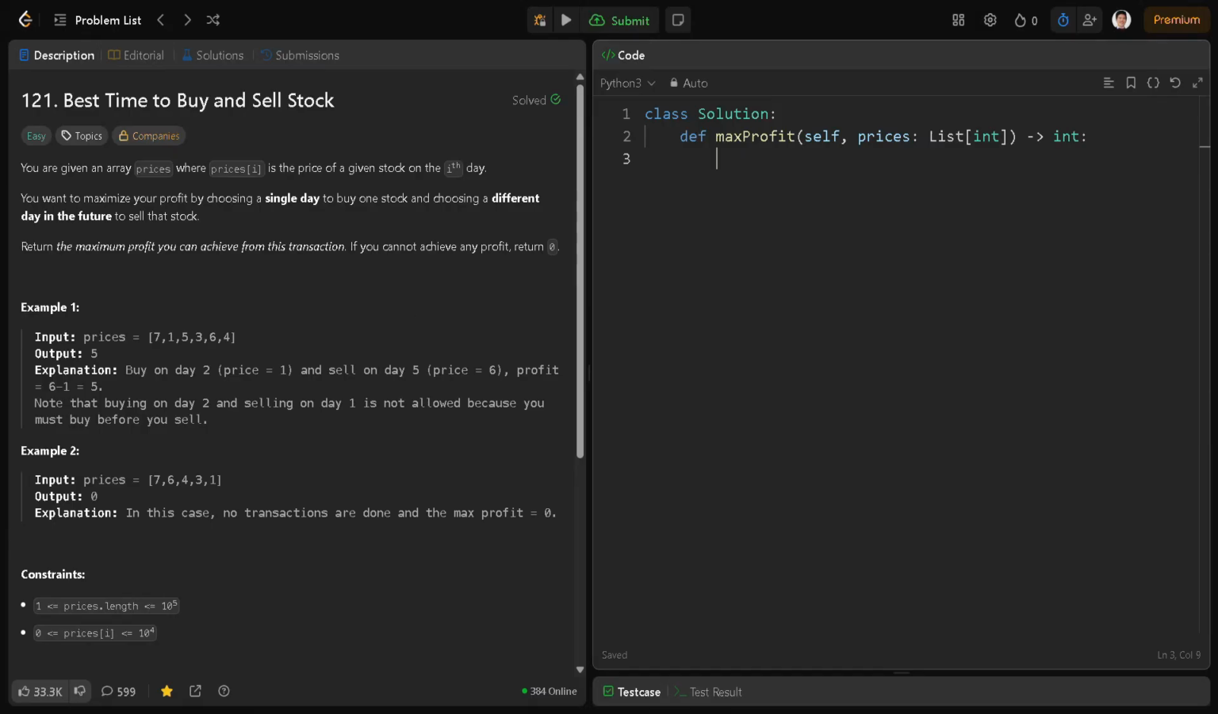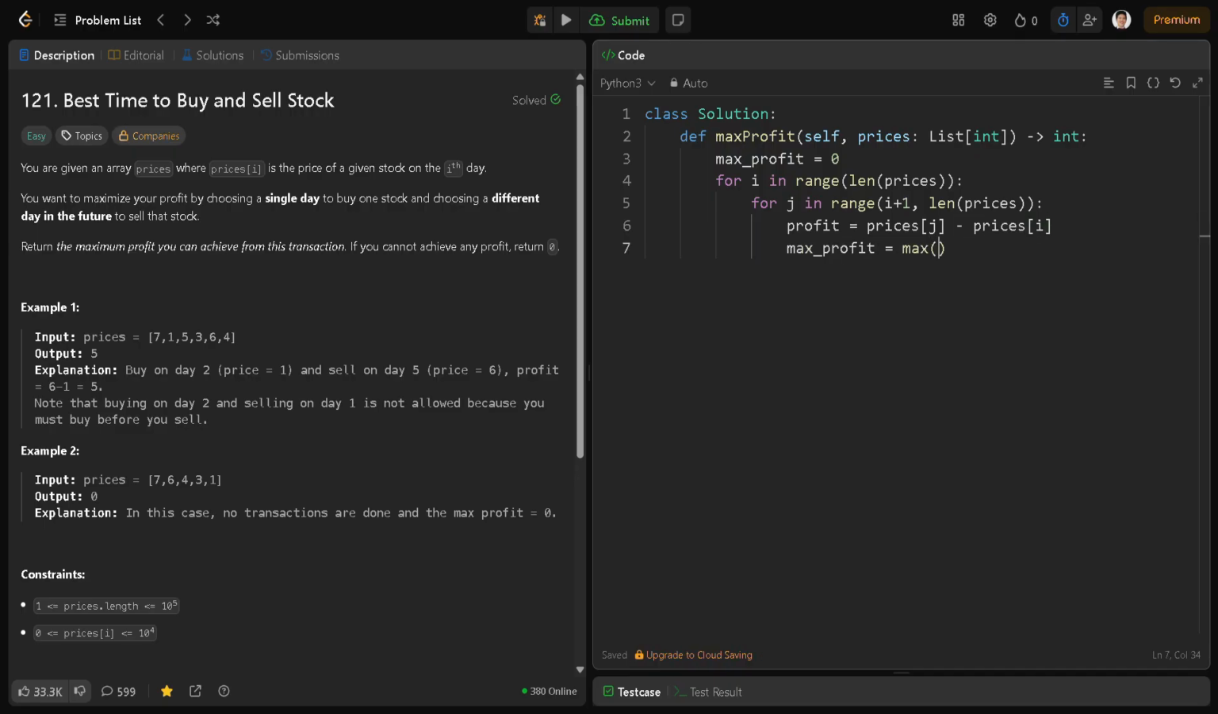Let's first write a simple brute force solution just to understand the idea. We'll check every possible pair of buy and sell days and calculate the profit. So we'll set max profit to 0, then for i in range(len(prices)), and for j in range(i + 1, len(prices)), we'll set profit equals prices[j] minus prices[i]. Then we'll calculate the max profit by taking the max of max profit and profit. Finally, we'll return max profit.